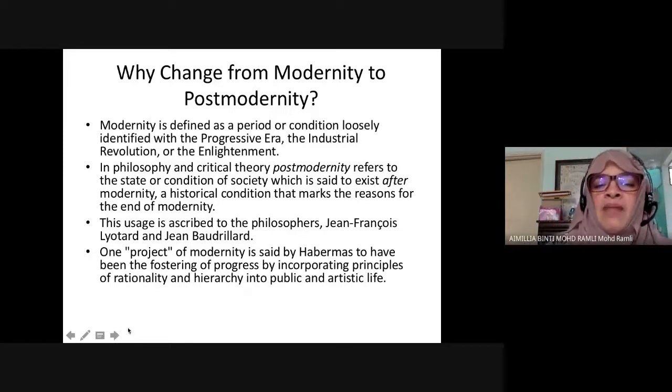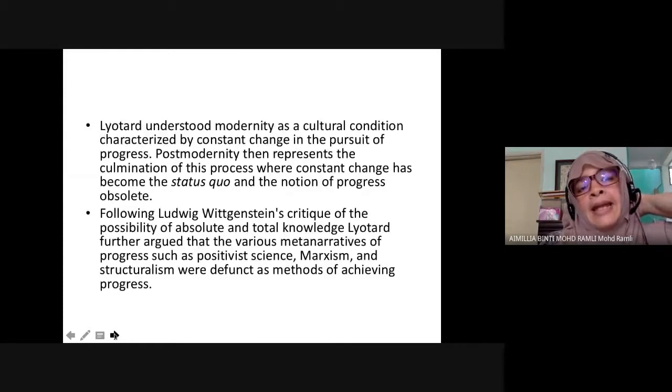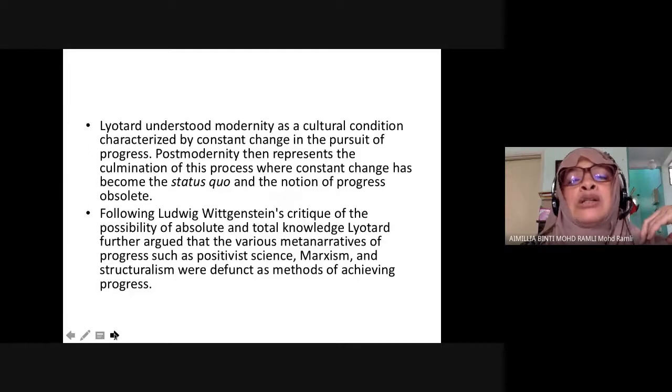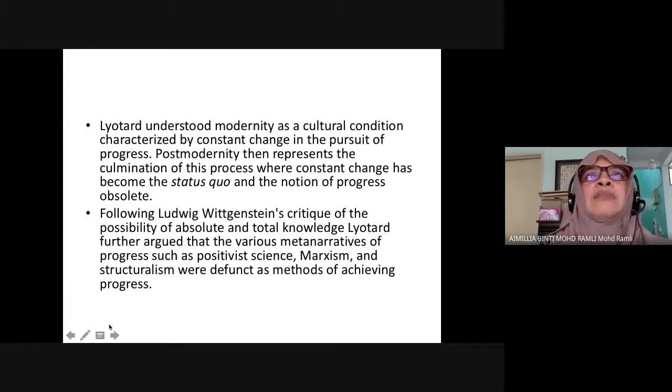So one project of modernity is said to have been the fostering of progress by incorporating principles of rationality and hierarchy. In the period after that came thinkers like Lyotard, who understood modernity as a cultural condition characterized by constant change in the pursuit of progress. So while modernism could be termed a state of progress because it means being up to date, postmodernism itself is challenging the idea of progress.